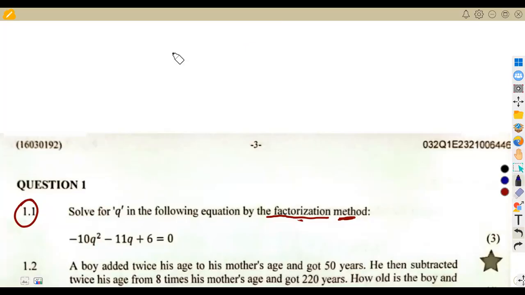What is it that we are used to? All right, I want you to see this. Minus 10q squared minus 11q plus 6 is equal to 0. You understand maybe this method also, because you are used to the quadratic formula. All right, this is what you are used to. You are used to the quadratic formula.